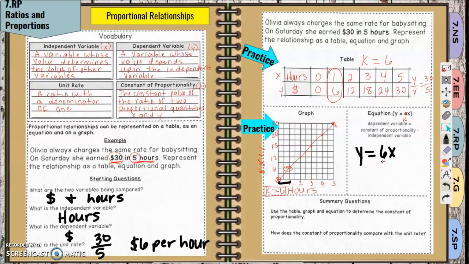All right, so we've used the table, graph, and equation to determine that the constant of proportionality equals 6. K equals 6. And so how does the constant of proportionality compare with unit rate? They are the same thing.